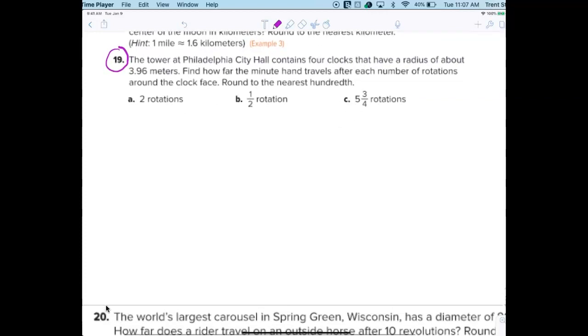The tower at Philadelphia City Hall contains 4 clocks that have a radius of about 3.96 meters. Find how far the minute hand travels after each number of rotations around the clock face. Round to the nearest hundredth. Okay, so what does it mean if I went 2 rotations? Lucas? The minute hand goes around the clock face twice. So what is it measuring if it goes around twice? The circumference times 2. Yes, very good.